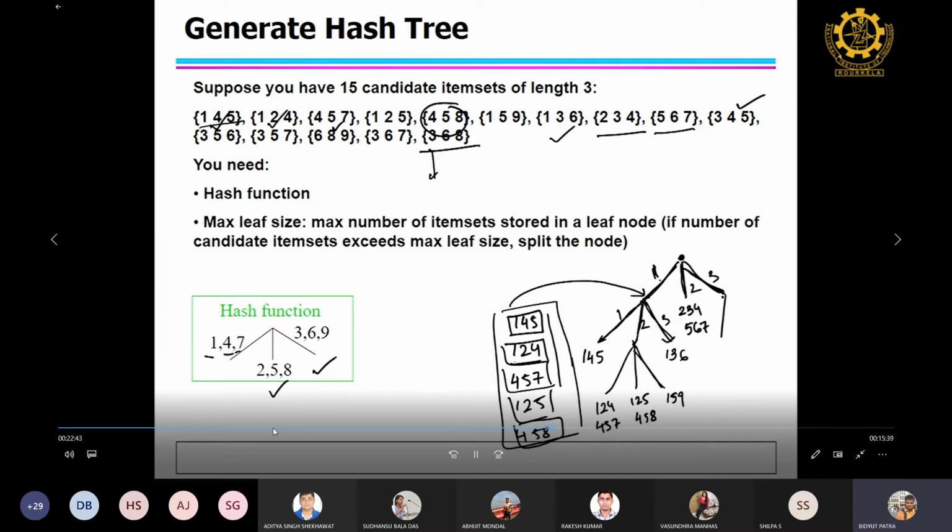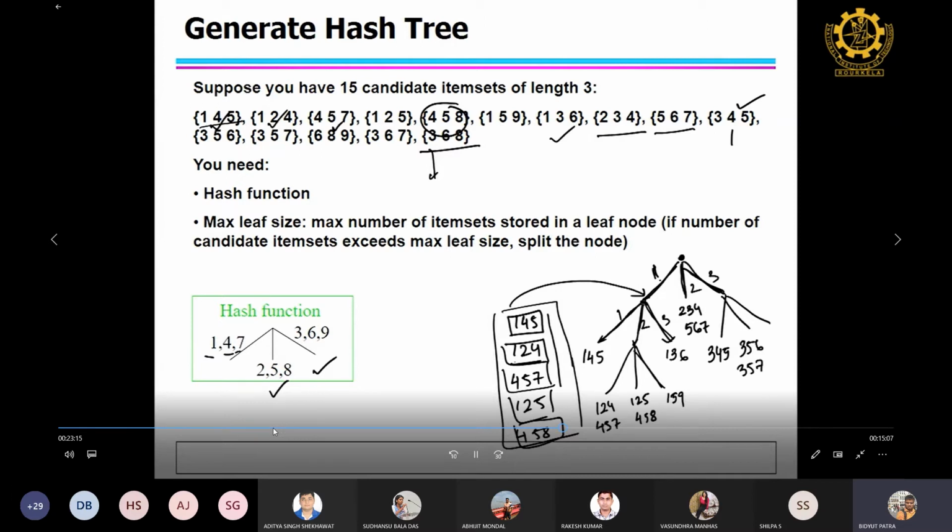So this is one, this is one, this is one. So 3, 4, 5. Now you see only the second position, which item is there. The second position item is 4, so it will come here, 3, 4, 5. Next is 3, 5, 6. 3 is already done. 5 means it is in the middle, so it will come 3, 5, 6. Next is 3, 5, 7, so it will come 3, 5, 7.